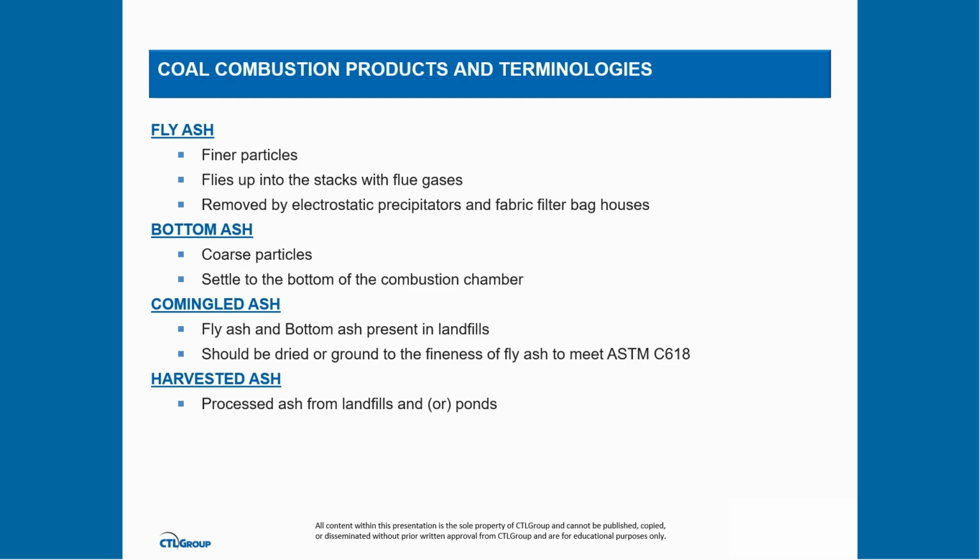We need to dry and grind it to fineness to meet the ASTM C618 specification in order for us to use this commingled ash. For that, we need to do some processing, and this processed commingled ash is called the harvested ash.